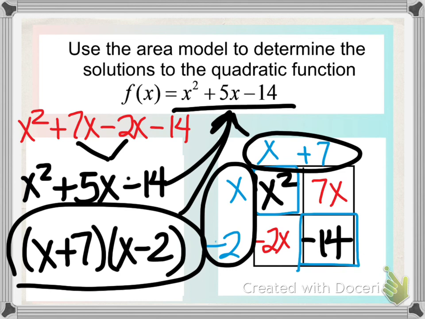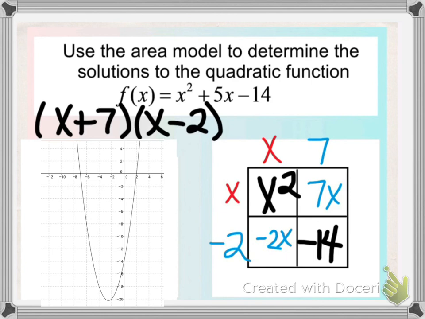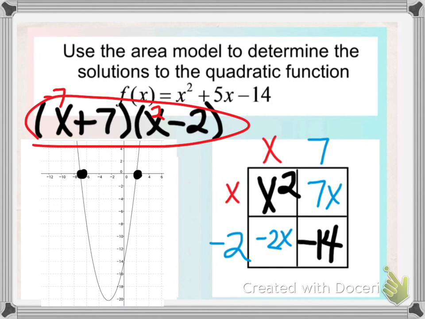And remember, you can check it by graphing on Desmos. Notice I graphed it here. That would give me negative 7, and that would give me 2. I can check by substituting in. Negative 7 plus 7 is 0, and 2 minus 2 is 0. So therefore, I know my factored version is correct. We'll practice this some more in class tomorrow.